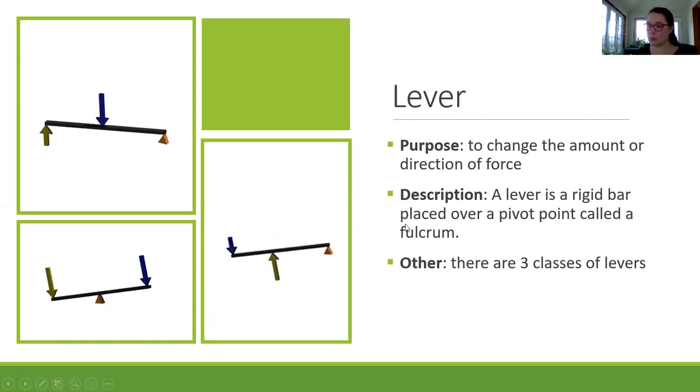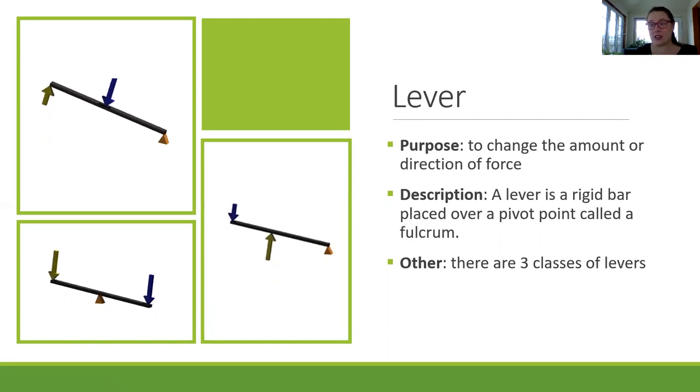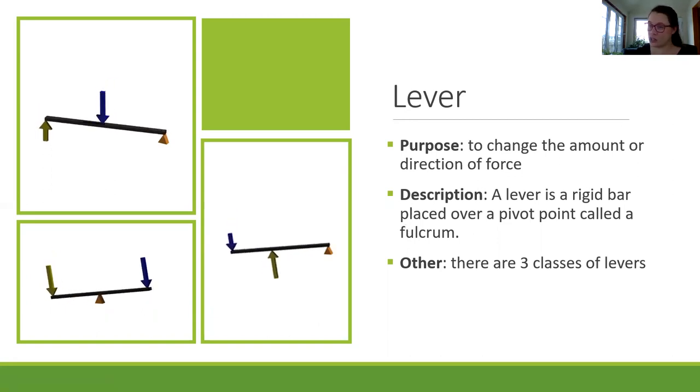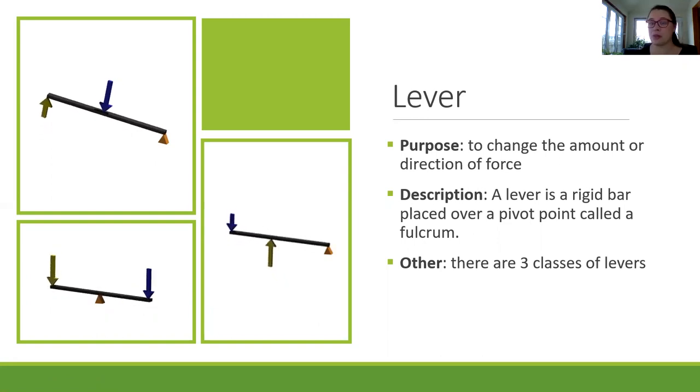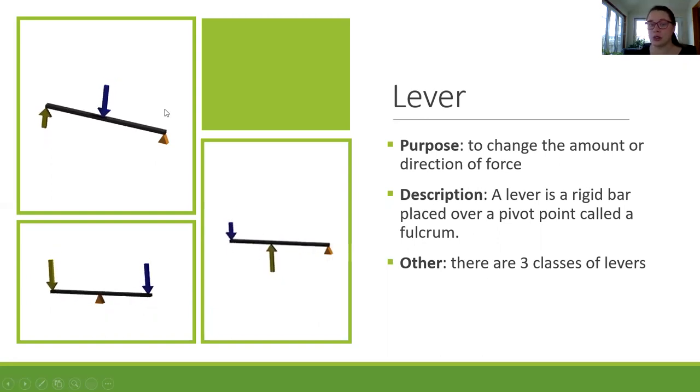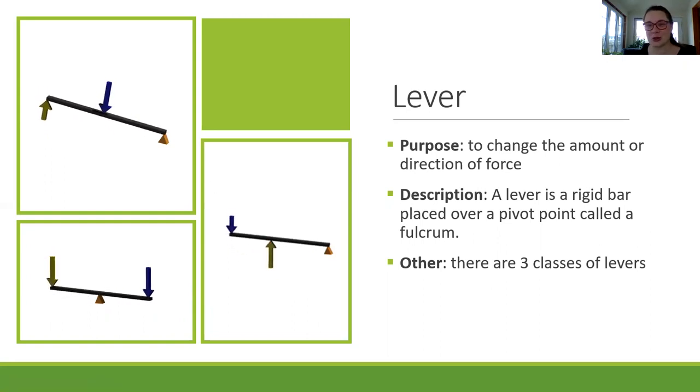A lever is just a rigid bar. We don't want it to have any flex in it. If it has flex in it, that's going to change our force numbers. So we're going to think of it as a rigid bar placed over a pivot point, and we call that the fulcrum. And we're going to find there's three classes of levers, and we'll look at those separately.